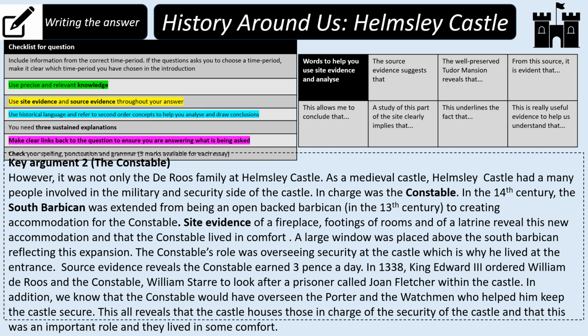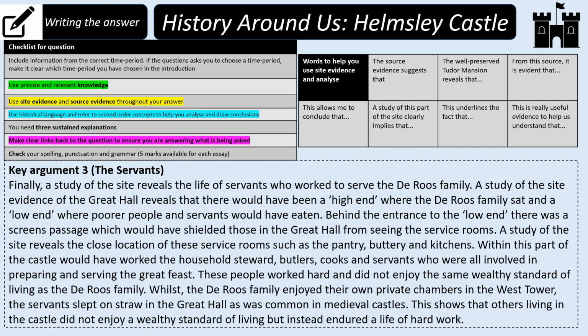In 1338, King Edward III ordered William de Roos and the constable, William Starr, to look after a prisoner called Joan Fletcher within the castle. In addition, we know that the constable would have overseen the porter and the watchman who helped him keep the castle secure. This all reveals that the castle houses those in charge of the security of the castle, and that this was an important role and they lived in some comfort. Okay, so now we've been able to write about two groups of people.